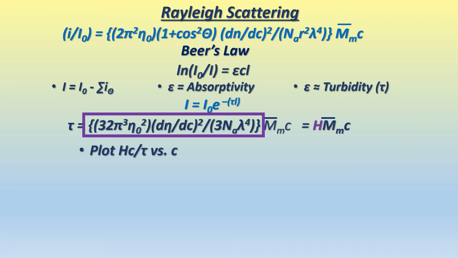So, when one measures turbidity, one can plot this H term times the concentration divided by turbidity at a given concentration versus that concentration. The intercept of this plot will be 1 over the mass average molar mass.